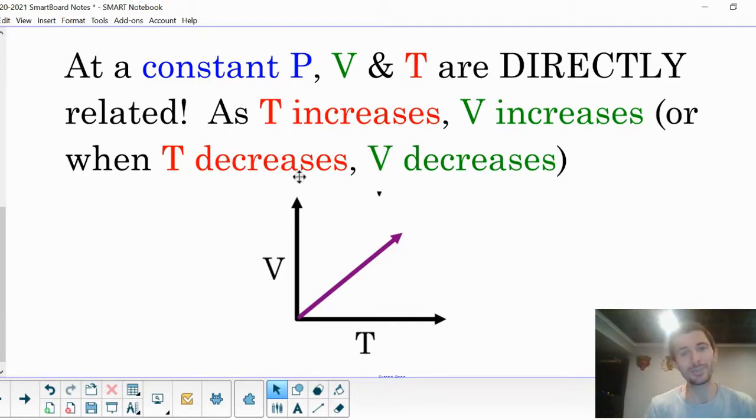And so this is an easier graph to look at. Basically it's a nice positive sloped line. So T goes up, V goes up as well. Same as it goes down. If T goes down to the left, you can see volume follows it by going down. So we've got the direct relationship. We'll get more into this a little later.